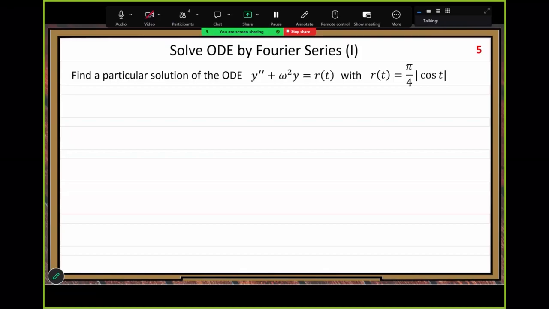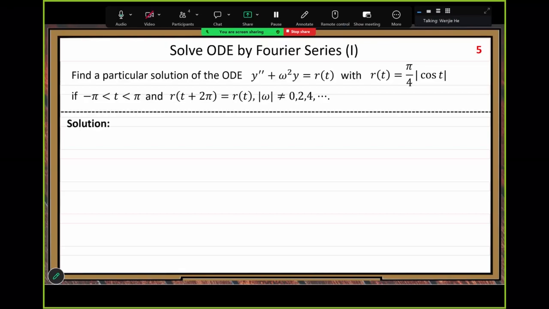In this equation, it is a very simple ODE. But the R function here is a special function. There is an absolute value there, so we can treat it as a piecewise continuous function. But when we use Fourier series, we don't worry about this function. It is a 2 pi periodic function.